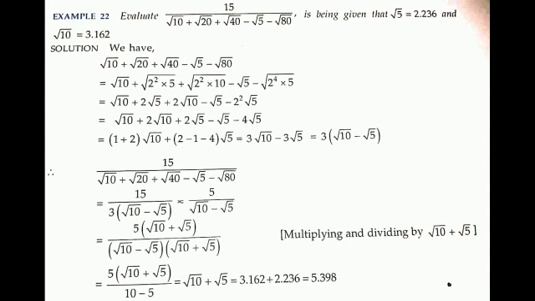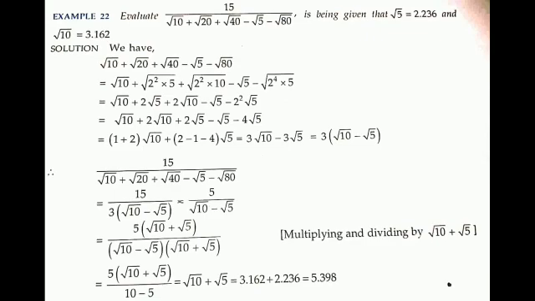Now moving again to the question, we have to evaluate 15 by root 10 plus root 20 plus root 40 minus root 5 minus root 80. Now this can also be written as 15 divided by the denominator 3 bracket start root 10 minus root 5 bracket close. Now we can simplify 15 by 3, which gives us 5 in the numerator. But in the denominator what are we left with? Root 10 minus root 5.